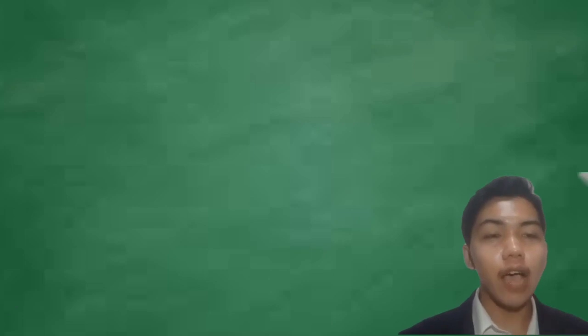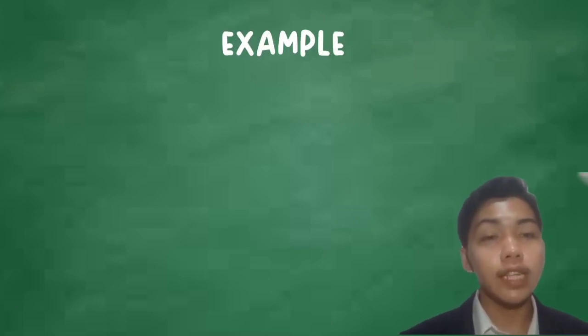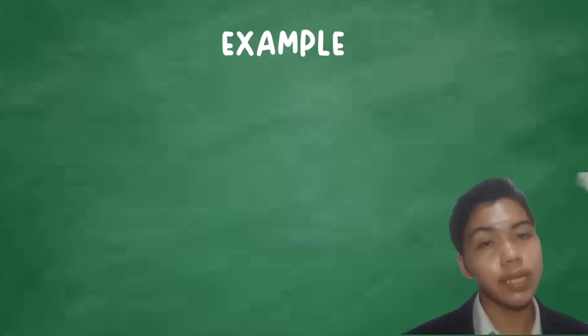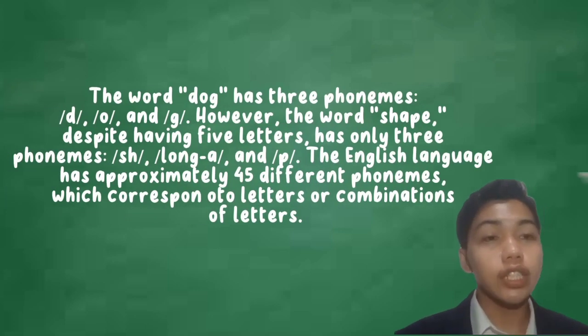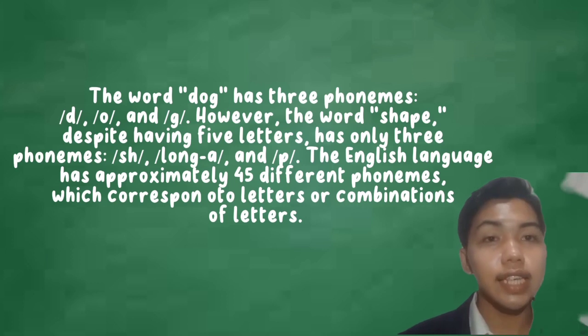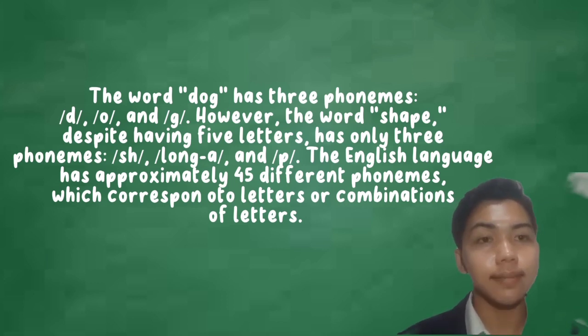So in this part, I will give you an example of the structure of sentence before we proceed to our next subtopic. For example, the word dog has three phonemes, the D, the O, and the G. However, the word shape, despite having 5 letters, has only 3 phonemes, the SH, the long A, and the P. The English language has approximately 45 different phonemes, which correspond to letters or combinations of letters.